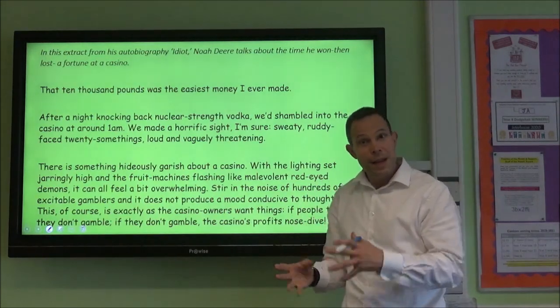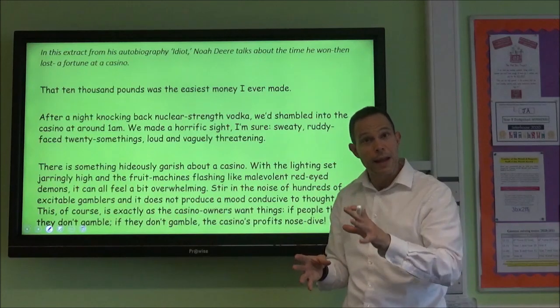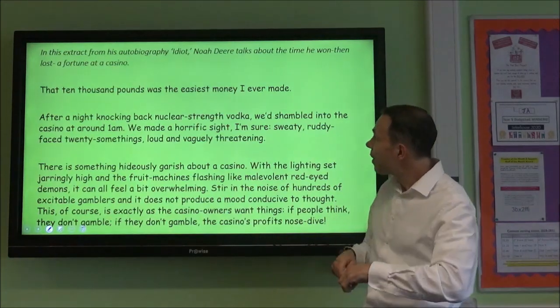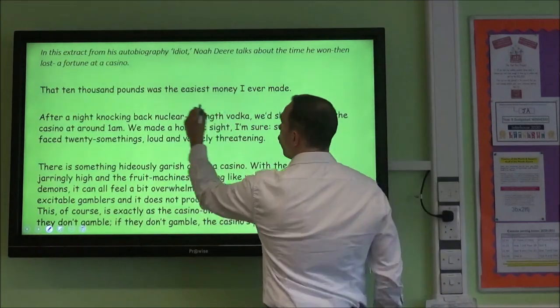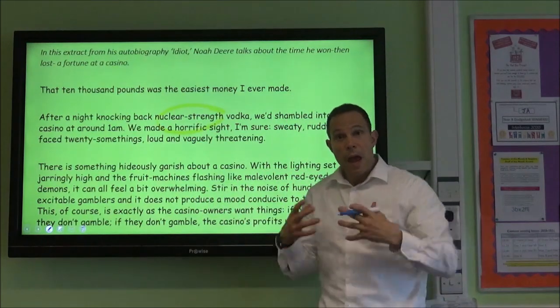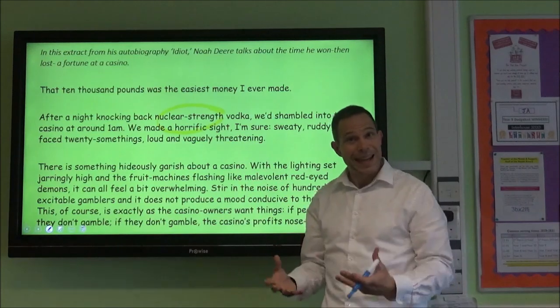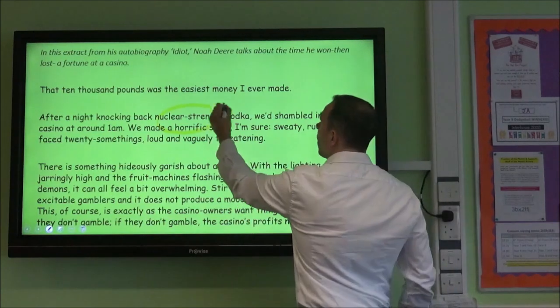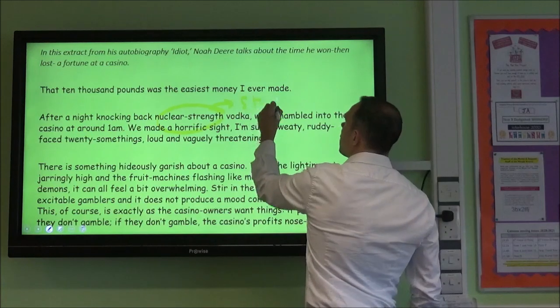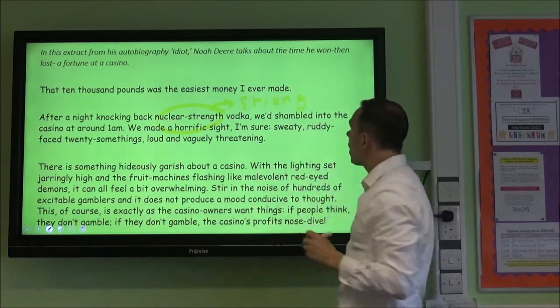It deepens your analysis, because you're not just looking at one detail, are you? You're looking at 2. I think the first thing we'll do is we'll look at this metaphor, nuclear strength. Nuclear means kind of potent. The grog that these lads are drinking is clearly pretty strong. Let's hope you can read the yellow pen. If you can't, it's not a problem.